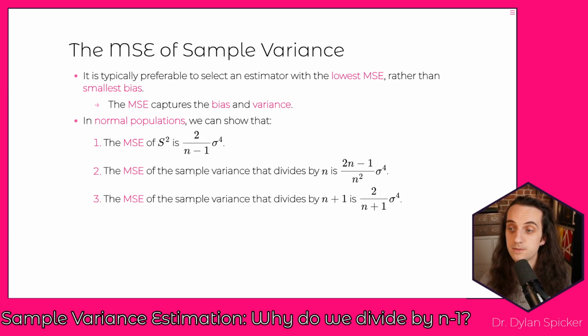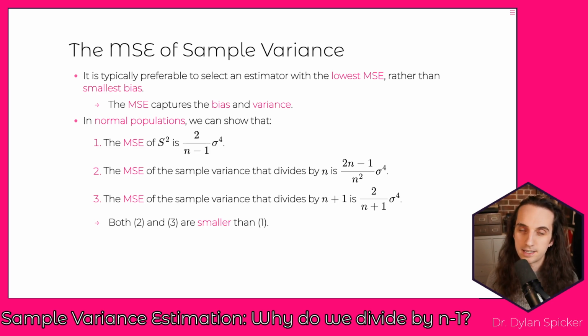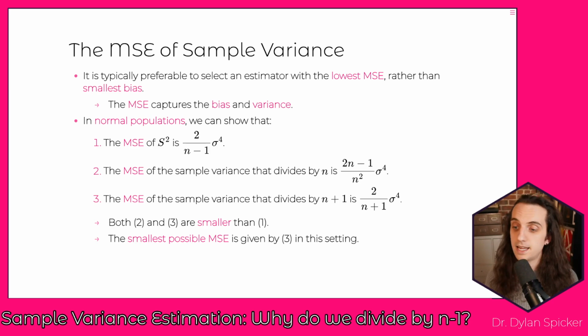Okay, and so we have these three competing estimators here. In terms of the MSE, the best estimator is always the one with the lowest MSE. And it turns out that both 2 and 3 are smaller than 1 for any sample size that we can plug in. We plug in any n greater than 1 here, and we're going to get that 2 and 3 are both smaller than 1, which means that the MSE dividing by n or dividing by n plus 1 is going to be smaller than the MSE dividing by n minus 1. So in particular, in this setting, we're going to be given the smallest MSE by dividing by n plus 1. Of all of the things you could divide by, n plus 1 is the best thing to possibly divide by.